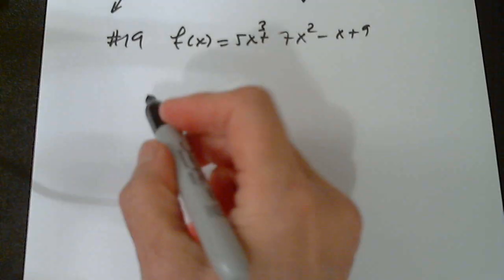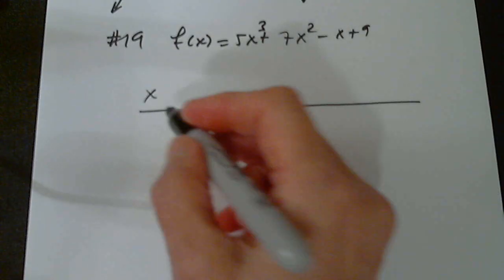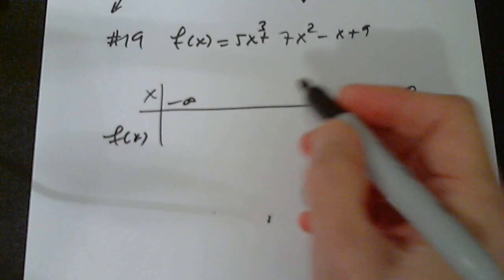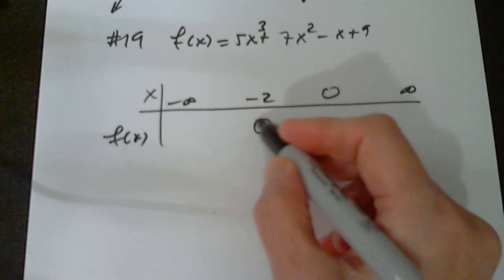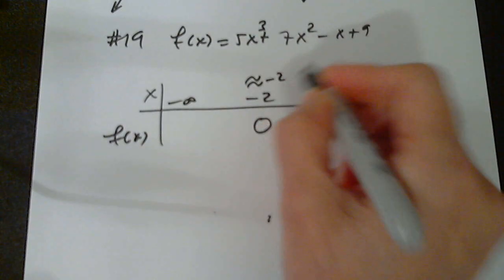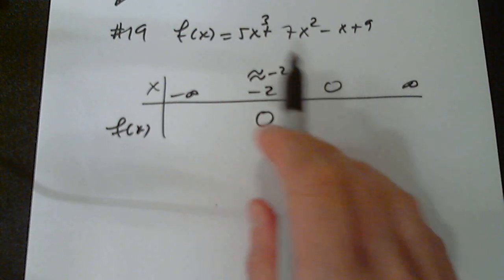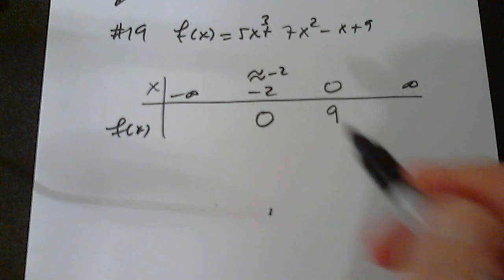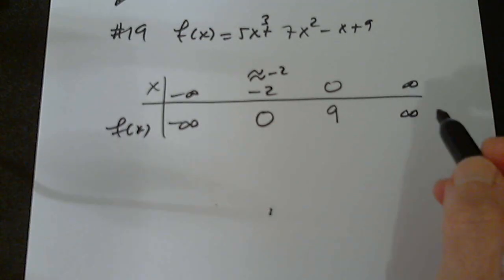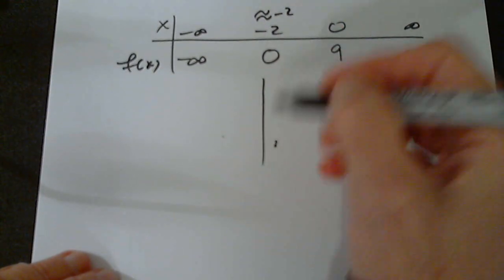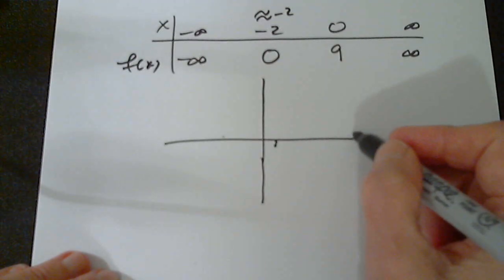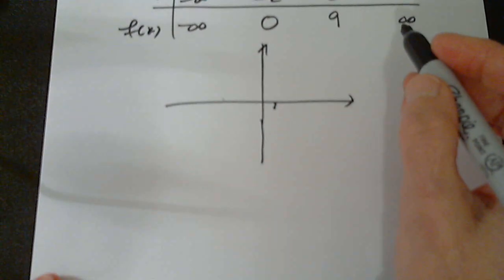So when we create the table at -2 and then 0, it's approximately -2, and at 0 it is 9. And the end behavior is this, which is -infinity to infinity. And it crosses, of course, because it's multiplicity 1. So the function will look like this.